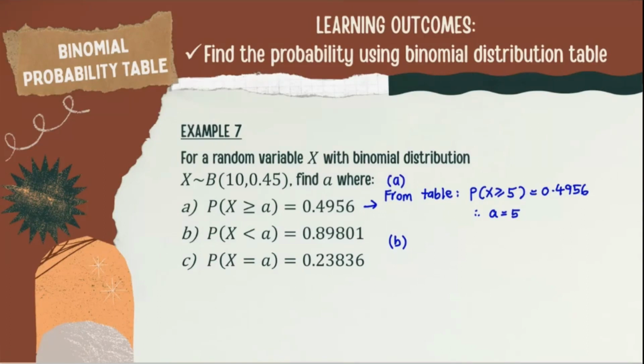Okay, untuk jawapan B, X less than A. Bila less than, kita akan gunakan 1 minus something. So untuk P of X less than A equals to 0.89801, it will be equals to 1 minus P of X greater than or equals to A. Kenapa greater than or equals to A? So kita tengok kat sini.